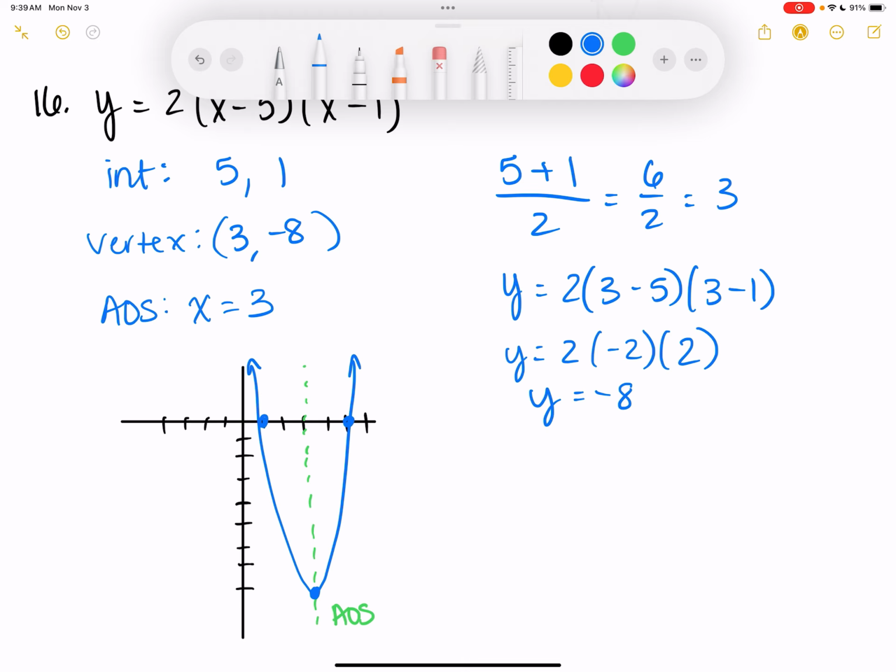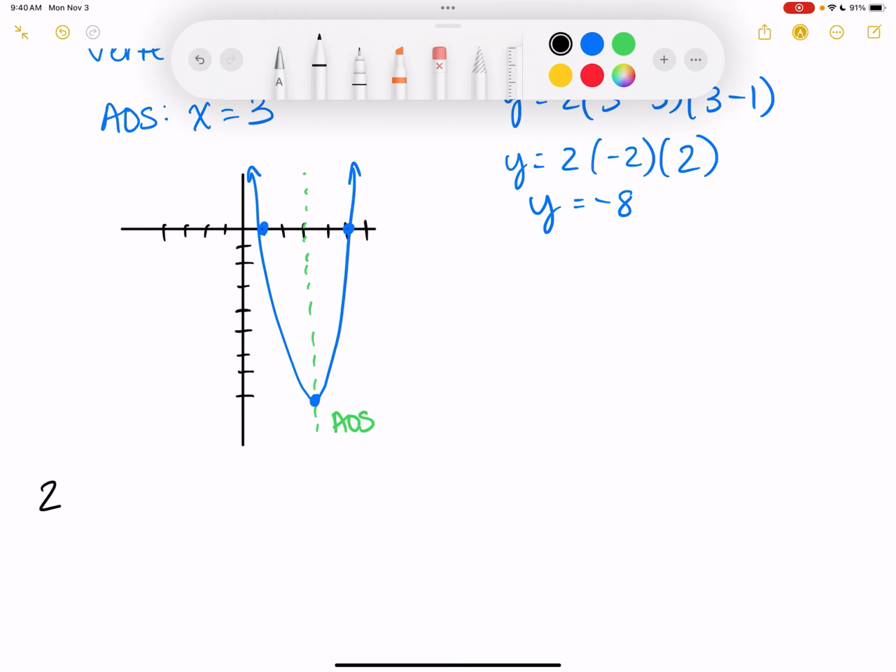All right, the last stuff in this section is 24, to write the quadratic function in standard form. So basically, they're giving it to us in either intercept form or vertex form, and they want it written in standard form. So essentially, we're just FOILing.